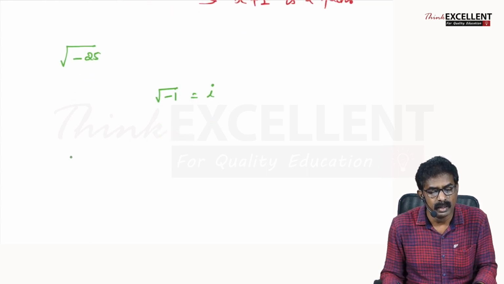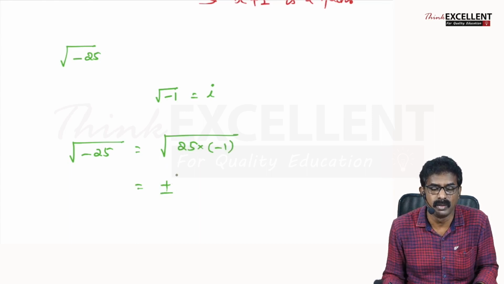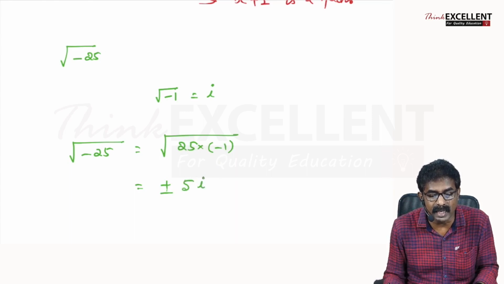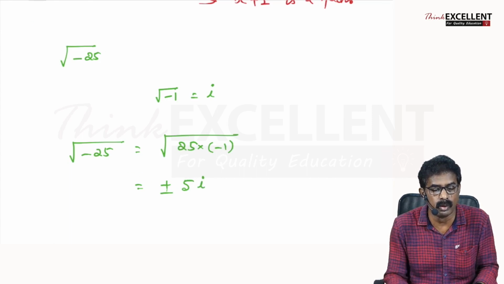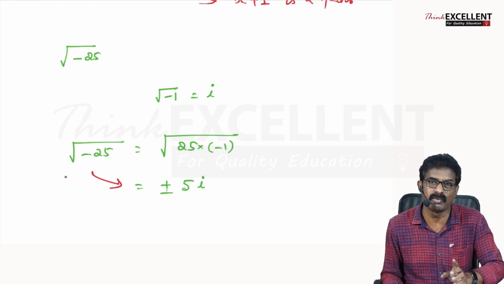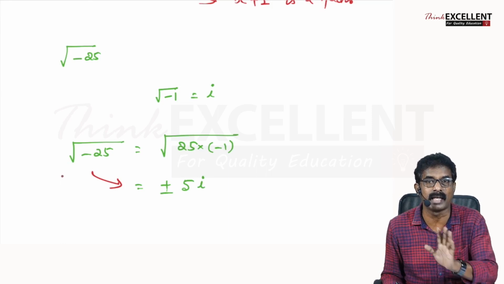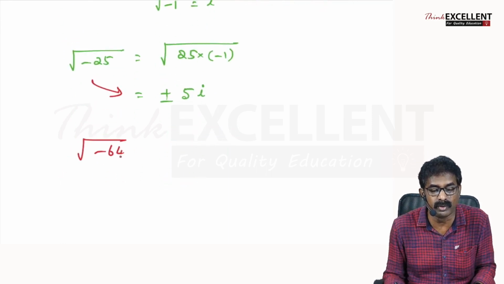Now listen here. Root of -25 can be written as root of 25 into -1. Whenever root comes, you write plus or minus. 25 square root is 5. -1 square root is i. So your answer is plus or minus 5i. So you must know from here how to write it directly. Root is there, plus or minus. 25 root 5. Minus is there, so you attach one i. That's all. Okay.